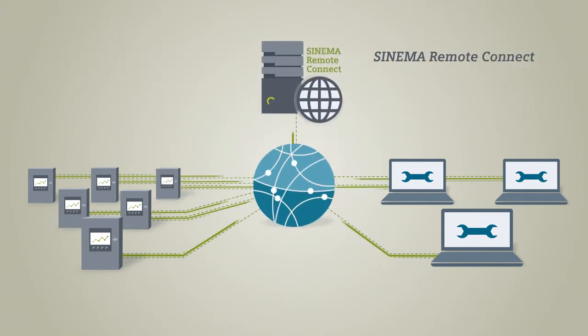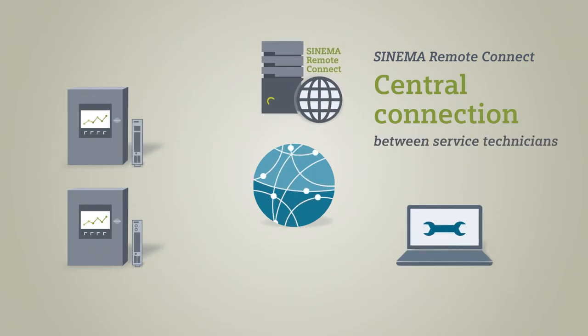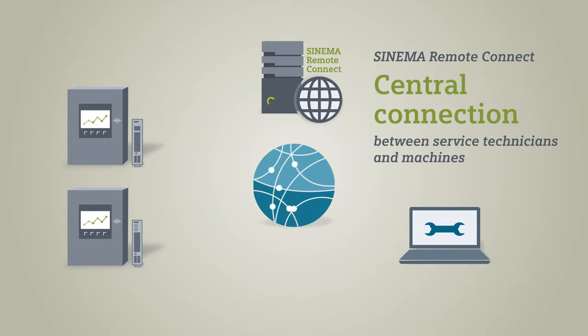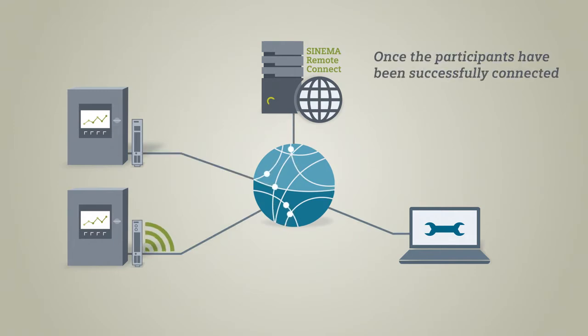Sinema Remote Connect then becomes the link between the individual participants, the central station, the service technicians, and the machines or their VPN tunnel endpoints, Scalence S615 or Scalence M. The participants connect with the server that checks the authorization and then establishes the desired connections.